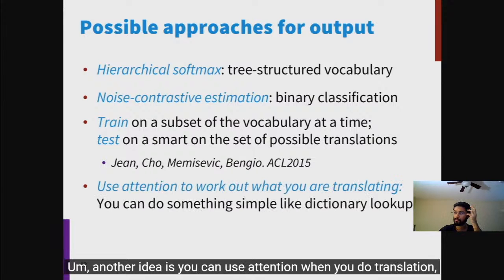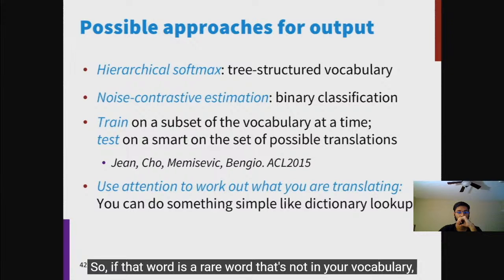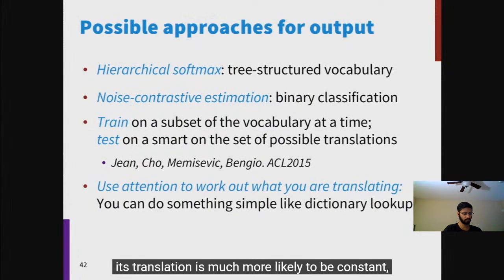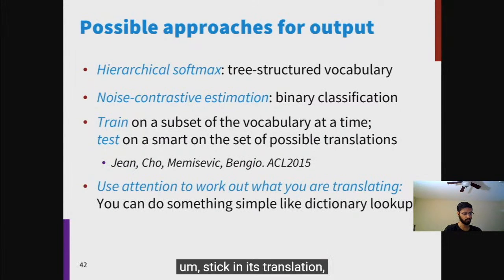Another idea is you can use attention when you do translation, the idea talked about at the end of last time. If you have attention, that means you're pointing somewhere in the source and you know what you're translating at any point in time. So if that word is a rare word that's not in your vocabulary, there are things that you could do to deal with that. Firstly, if it's a rare word, its translation is much more likely to be constant, so you might just look it up in a dictionary or word list and stick in its translation. Sometimes it's appropriate to do other things.